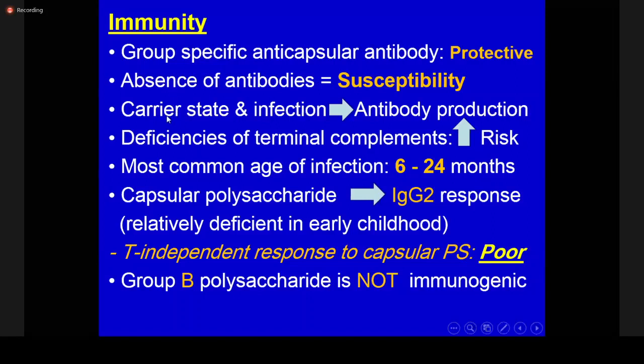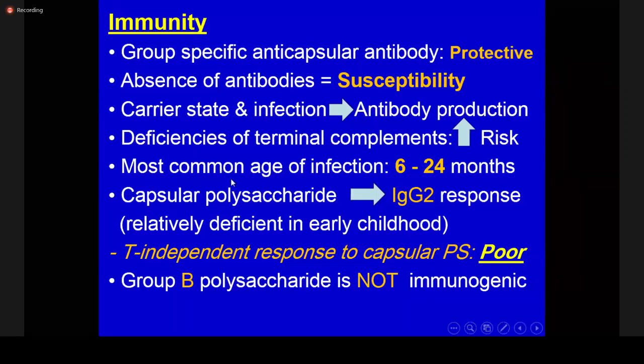The carrier state and infection: if the person is a carrier of these microorganisms, and I said carriers are present in 10% of people, and also infection with meningococci can result in antibody production, and these antibodies are protective. Deficiency in terminal complement, that is C5 up to C9, mainly C5, can increase the risk of infection. So that is why one of the important infections in individuals who have complement deficiency is Neisseria infection, whether Neisseria gonorrhoeae or Neisseria meningitidis.